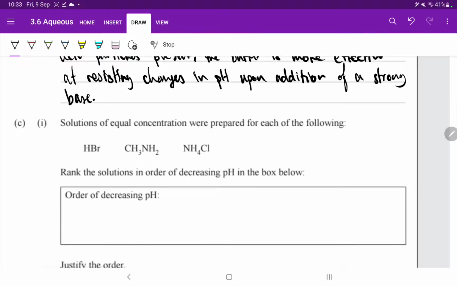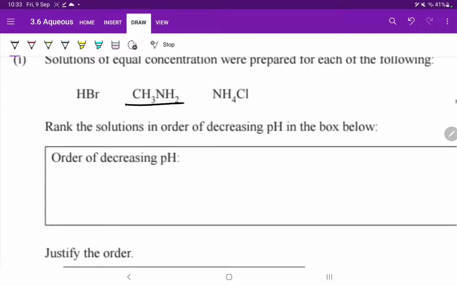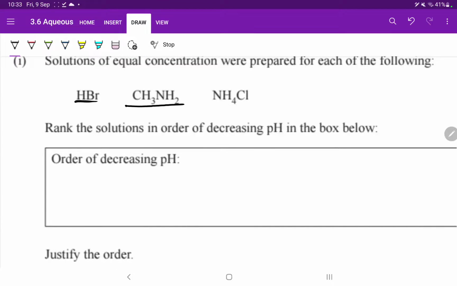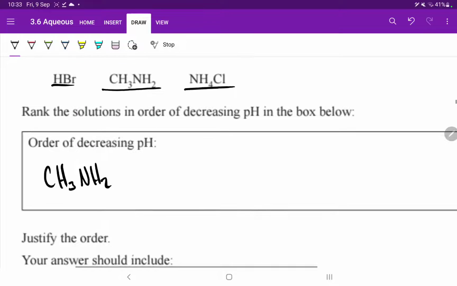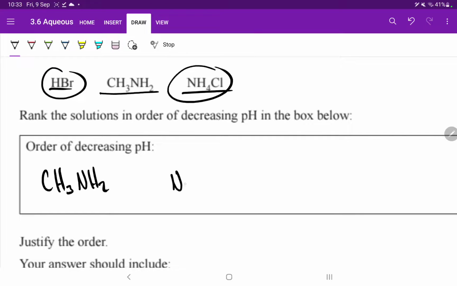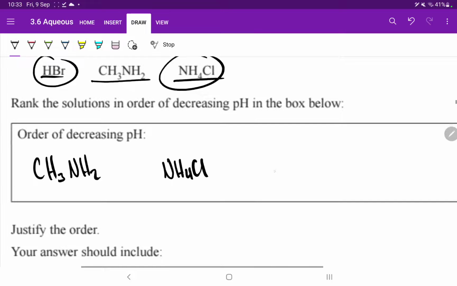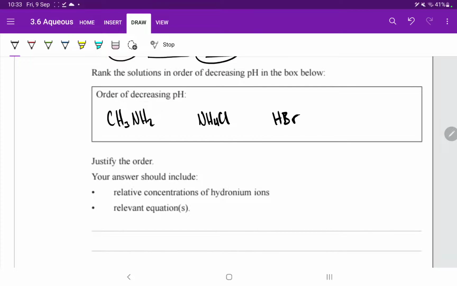Cool. Solutions of equal concentration were prepared for each of the following. Rank the order in decreasing pH. Right. So this is basic, so that's obviously going to be the highest of the three, because this is a strong acid and this is a weak acid salt. So CH3NH2 is up here, and then this is a weak acid salt, so it's going to be weaker than a strong acid, so let's put that here, and then let's put hydrogen bromide here. Now we need to justify the order.